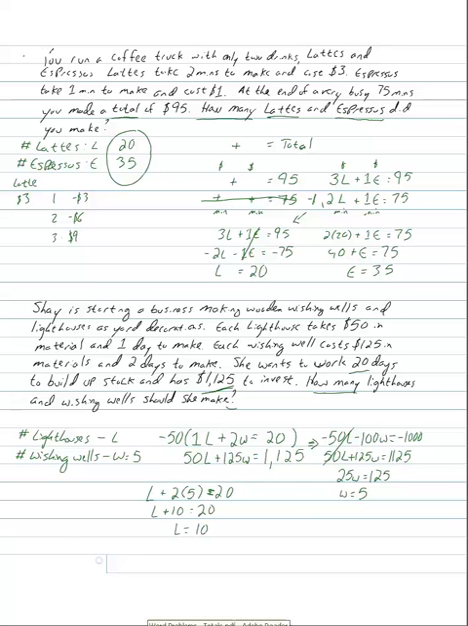Check it by subbing it into the other equation. So let's see. 50 times 10 plus 125 times 5. Does that equal 1,125? 50 times 10 should give me 500. 125 times 5 should be what? 625. Which would add to give me the 1,125. So that should be the right answer.